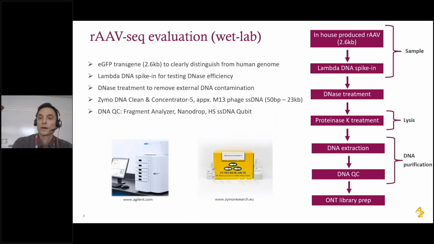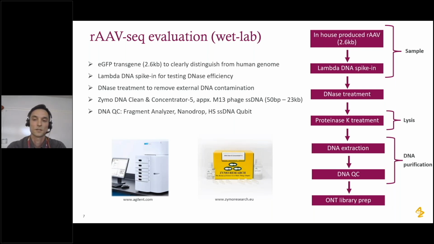So in our pilot experiment, we used in-house produced AAVs with a relatively short transgene, 2.6 kilobases long, coding for EGFP. This was really to clearly distinguish the transgene sequence from the human background or human genome. Additionally, we used lambda DNA spiking to test for the DNase efficiency.